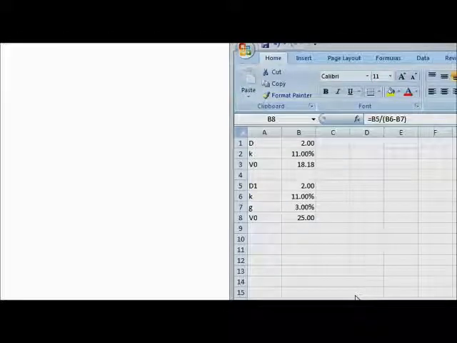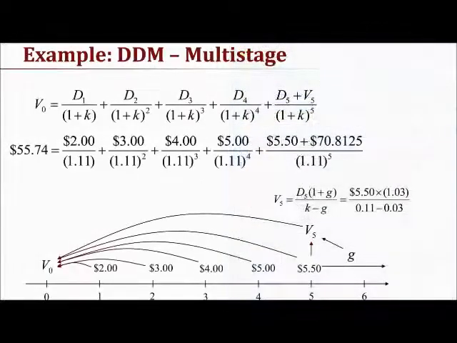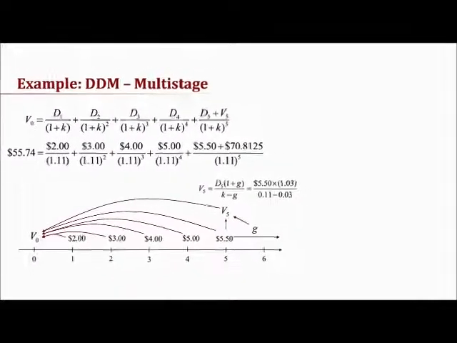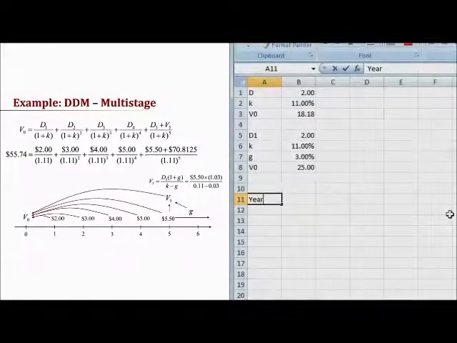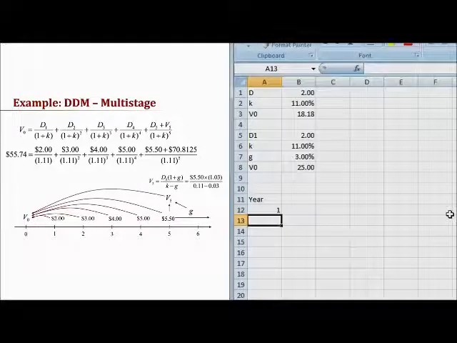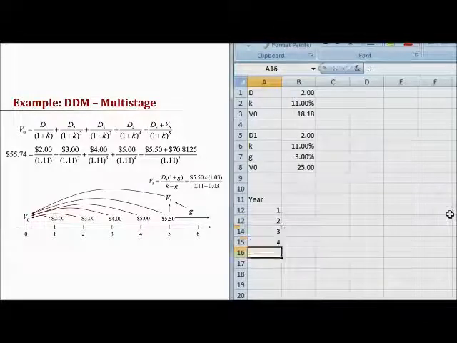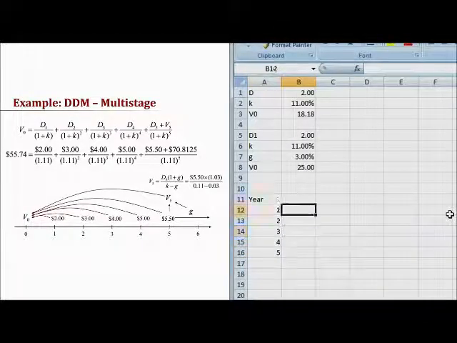So again, we'll modify the Excel spreadsheet that we had, this time for the multi-stage dividend discount model. And this is where a spreadsheet really comes in handy as you try to model this. I'm going to label the cells slightly different, and you'll see why in just a second. So we'll start out by putting the dividend for each year. So I'm going to put a year heading here. I'll put 1, 2, 3, 4, and 5 to represent the columns for my dividends.